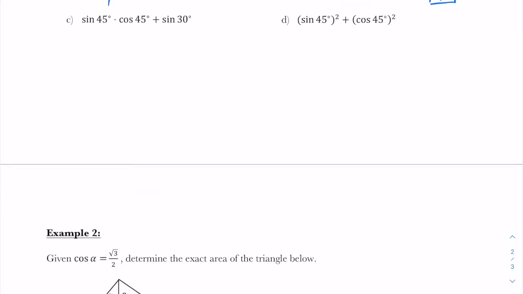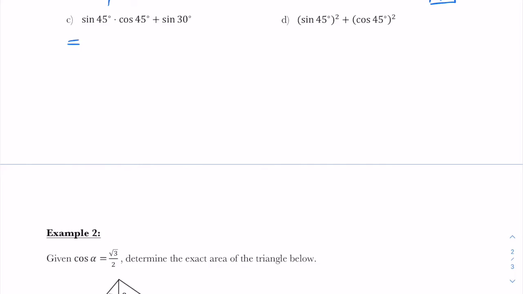We'll do a couple more. Part C, sine of 45 multiplied by cosine of 45 plus sine of 30. Alright, in part C, we're calculating sine of 45 multiplied by cosine of 45 degrees plus the sine of 30 degrees.